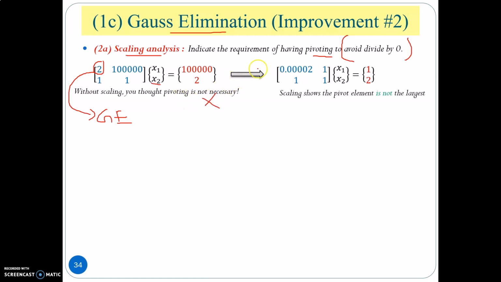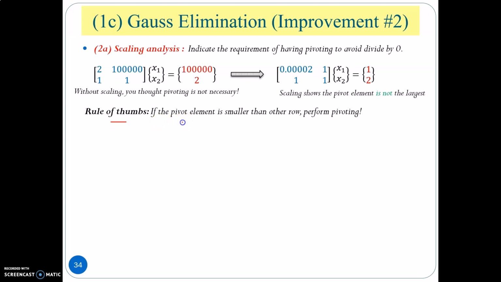When you take the scaling, we divide it by 100,000 here, you obtain this answer, and you get the maximum element to be 1 in the first row. For the second row, the maximum element is 1, so we don't need to scale the second equation here. You can see the second row just remains. In this case, the pivot element is very close to 0, and you have the potential divide by 0 issue. Normally, we always choose the largest element to be the pivot element. So in this case, the scaling shows that the pivot element is not the largest.